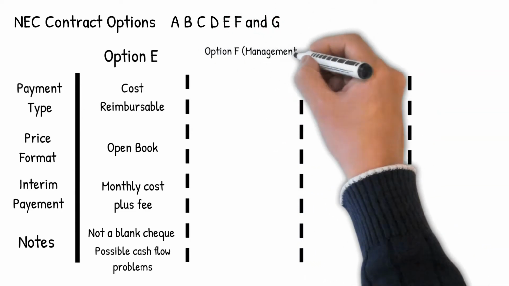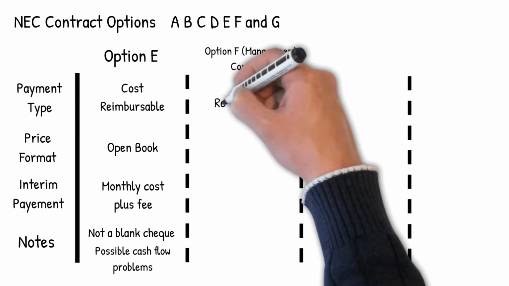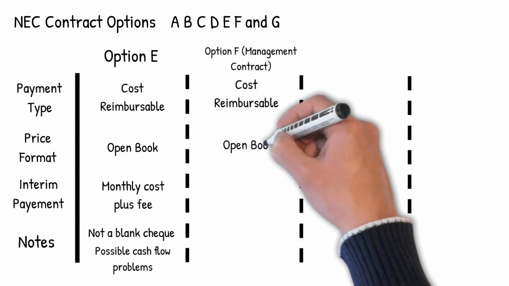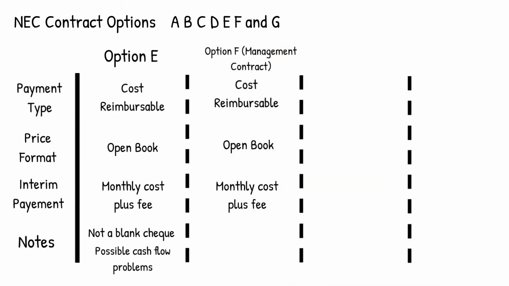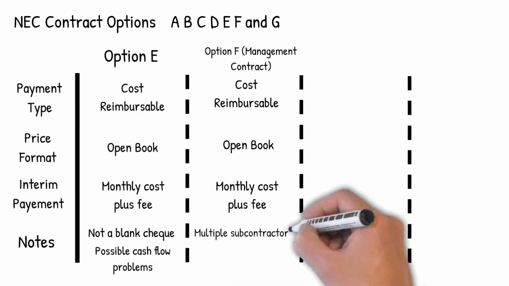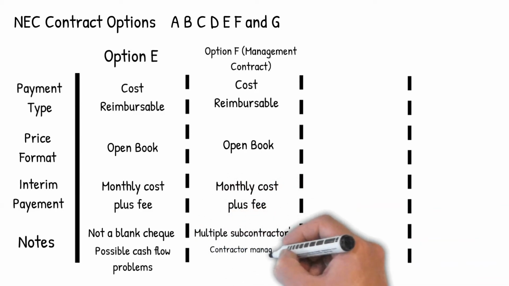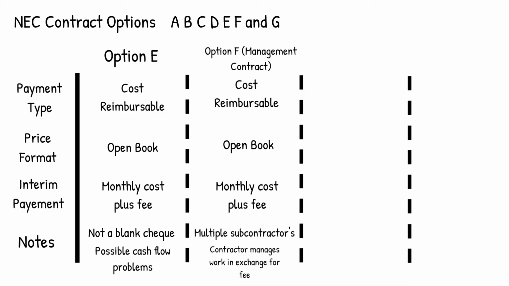Option F is a cost reimbursable contract. This option is often referred to as management contract. Under this contract, works are designed or constructed by multiple subcontractors who are contracted to a management contractor. The management contractor will then be responsible for procurement, coordination and implementation of works in exchange for a fee. This often means the client takes a financial risk.